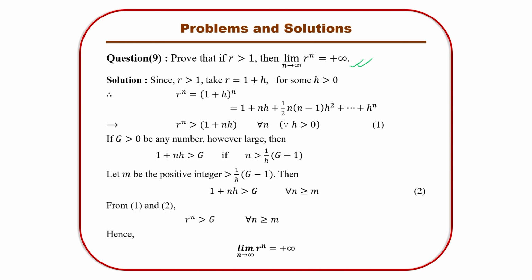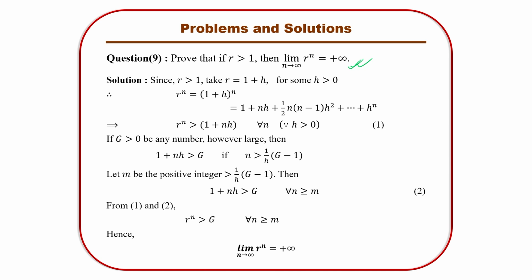What is given? If r is greater than 1, then prove that the limit as n tends to infinity of r to the power n is a diverging sequence, that is, it diverges to plus infinity. And what will be the value of r? Remember this one, r is strictly greater than 1. So if I put r equal to 1, what happened? 1 to the power n becomes a constant sequence and it is equal to 1.